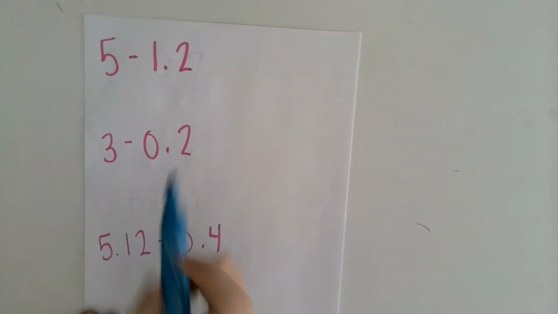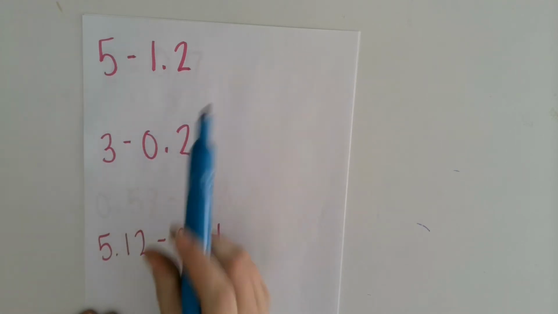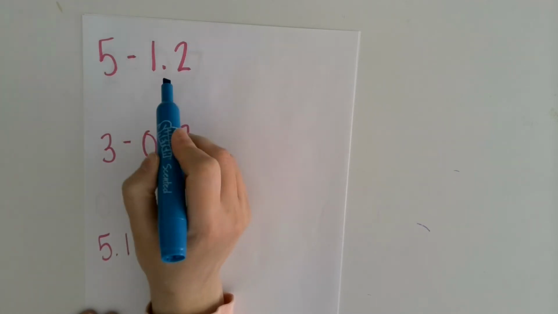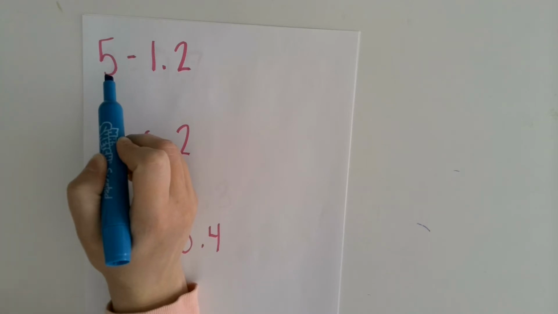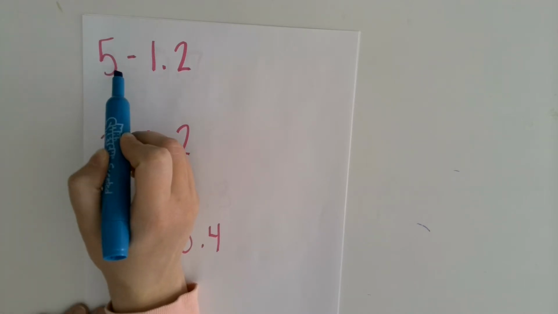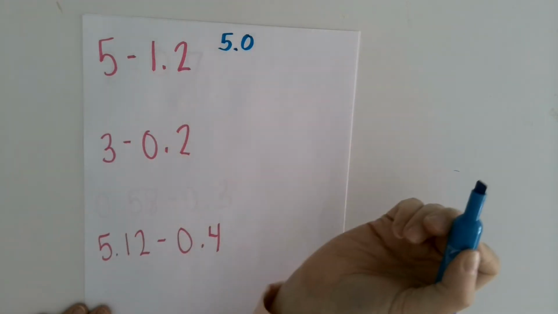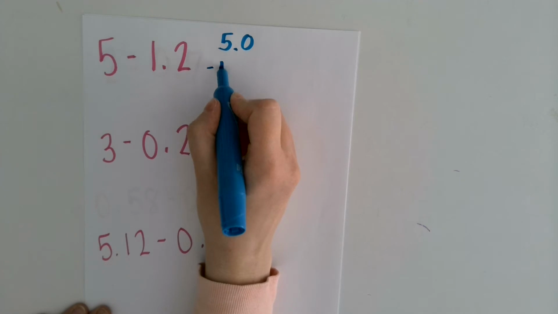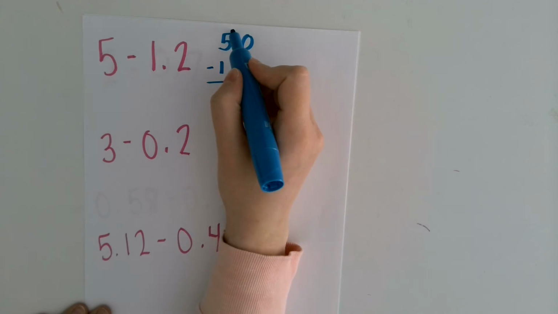Okay, so in this first problem, I have 5 wholes minus 1.2. So the problem here is that I have a decimal and a number in this part here. I don't have a decimal or a number in the tens place here. So I want to add on to my 5. And remember, when you have a whole number, you can always add a decimal point and a 0 to that whole number. So instead of writing this as 5, I'm going to write it as 5.0. Means the same thing, but now it's easier to line up my subtraction because then underneath I can write minus 1.2.